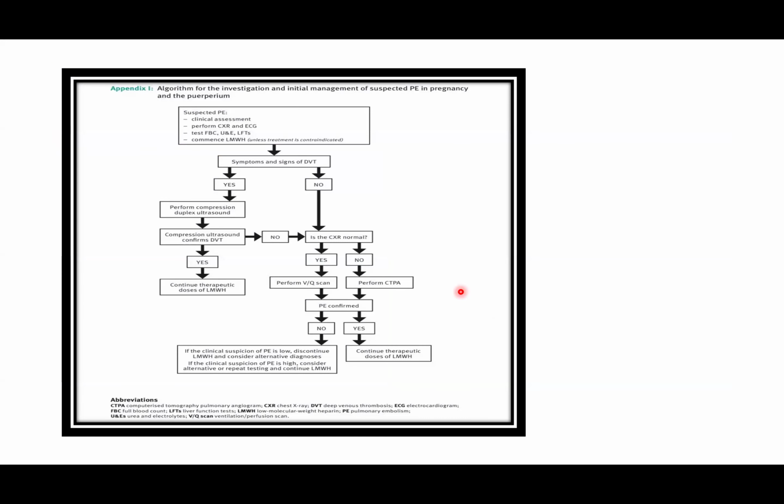Yes, this is from the Green Top guidelines. So we know any suspected pulmonary embolism, we have to start normal flow rate heparin immediately if it is pulmonary embolism. Then we are going to do the other investigations and all.